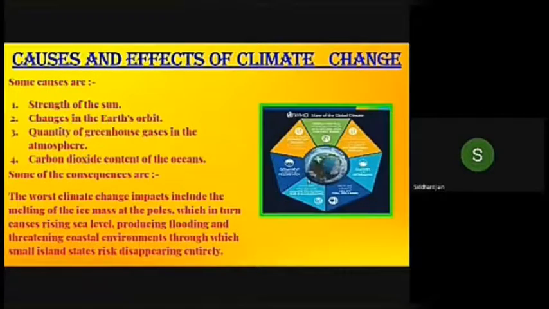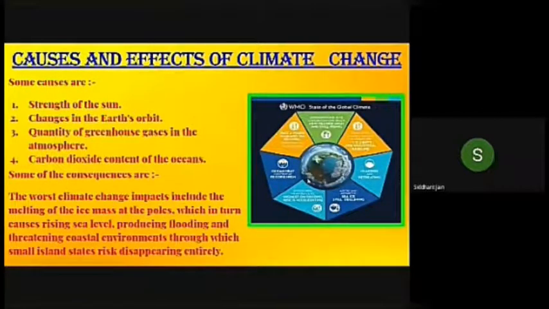Causes and effects of climate change. Some causes are, first, strength of the sun, second, quantity of greenhouse gases in the atmosphere, third, carbon dioxide content of the ocean. Some of the consequences, the worst effects of climate change, are melting of glaciers and rising sea level, causing floods.